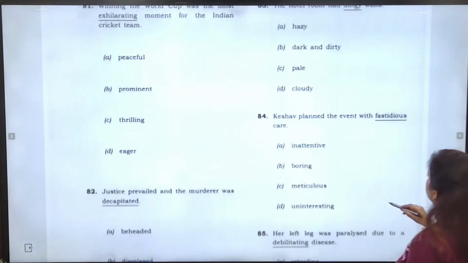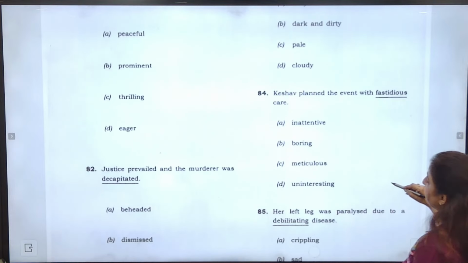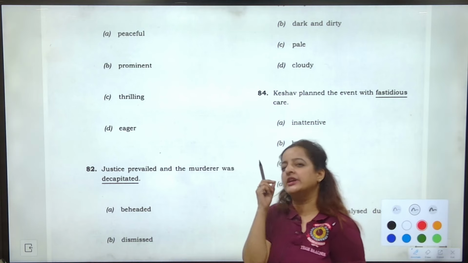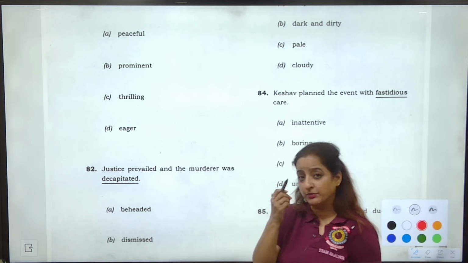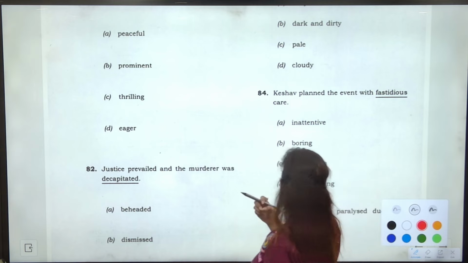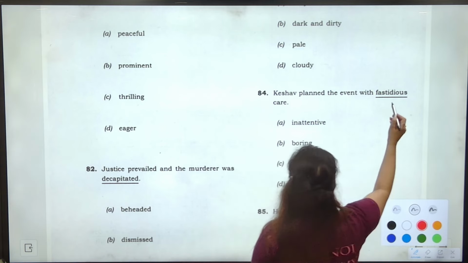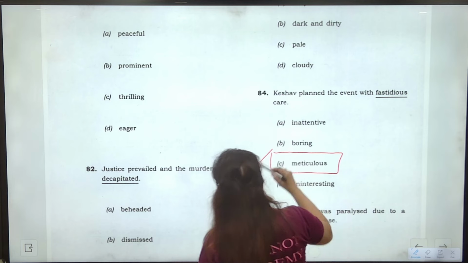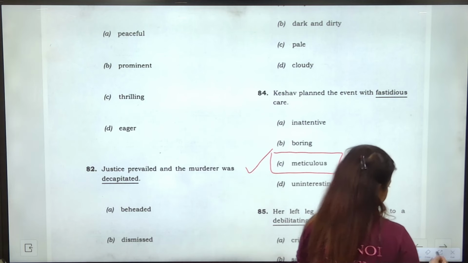Keshav planned the event with fastidious care. Fastidious basically जब आप minute details पे बहुत attention देते हो ना, careful planning, बहुत minute, pay careful attention to minute details, that is fastidious. So therefore the synonym over here is meticulous. Meticulous.